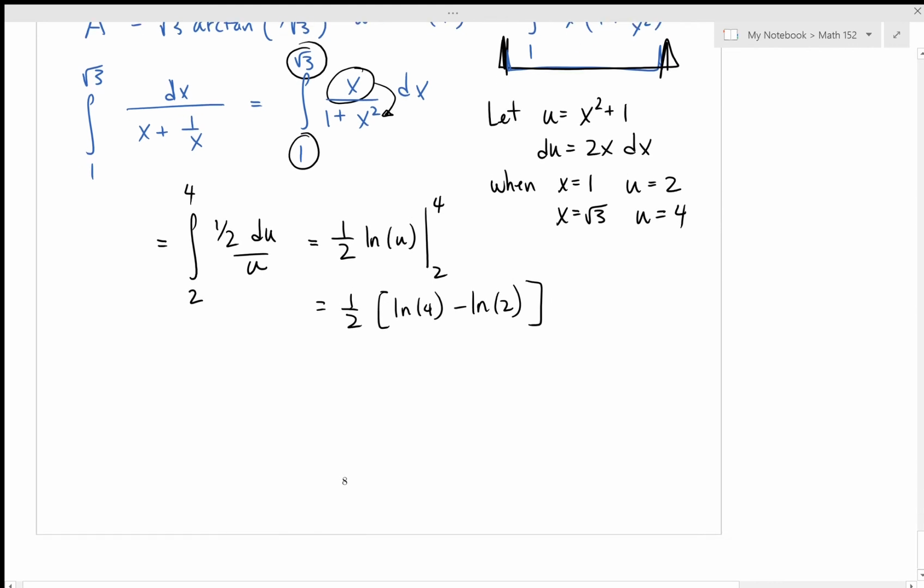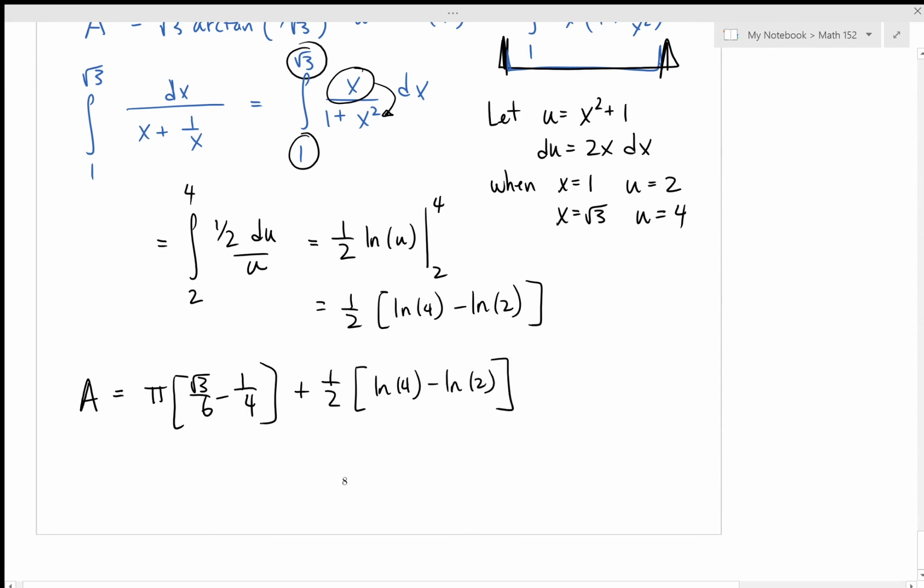Okay, so now I have computed this integral right here, and I can put all this stuff together. My original question, which I called A, the original integral I wanted to do, is going to be pi times root 3 over 6 minus 1/4, and then this new stuff that I figured out, plus 1/2 times the log of 4 minus the log of 2. There it is. Okay, so that is the final answer, in our calculator form. Particularly this part here, we might be able to simplify a little bit more, but this is indeed a numeric answer.